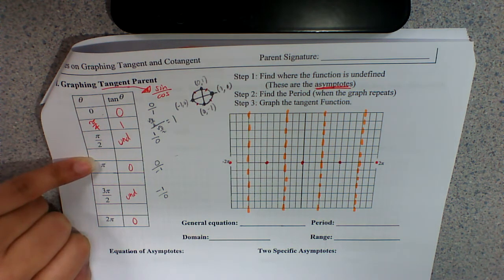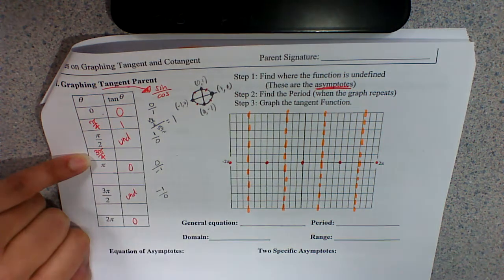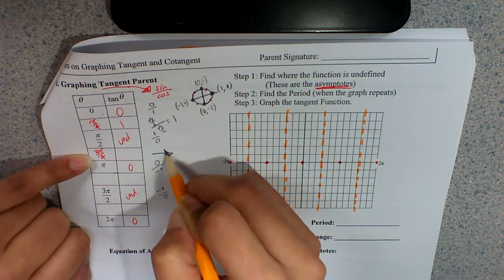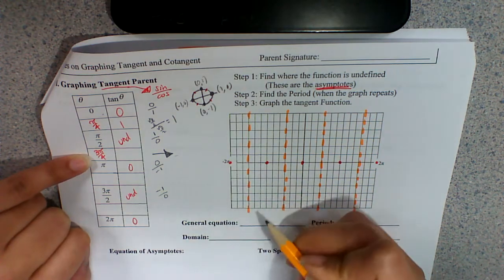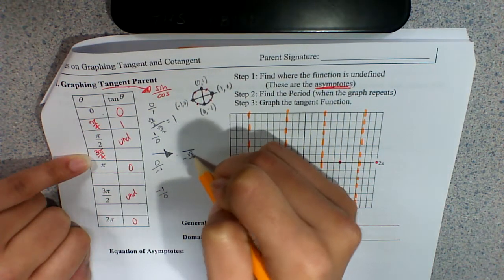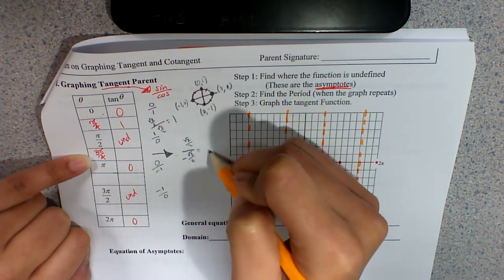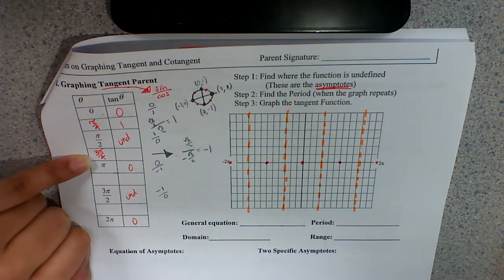Okay, the next pi over 4 family member is 3 pi over 4, and that's in quadrant 2. So hopefully you know that your cos value is negative, so cos is negative root 2 over 2. Sine is a positive root 2 over 2. But in any case, once you simplify, you'll get a negative 1.